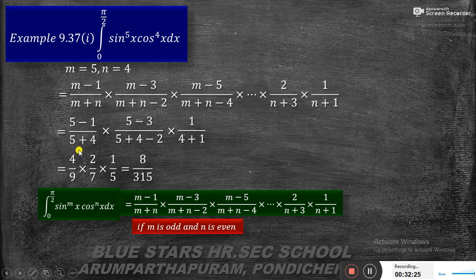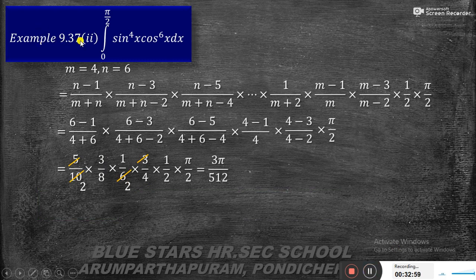So the next step: 5 minus 1 means 4 by 5 plus 4 is 9, 4 by 9. Into the second factor, 5 minus 3 is 2 by 5 plus 4 minus 2 is 7, 2 by 7, into the next factor 1 by 5. So this is the factor 4 by 9 into 2 by 7 into 1 by 5. So 4 2s are 8 by 9 into 7 into 5, 315. This is the answer, 8 by 315.